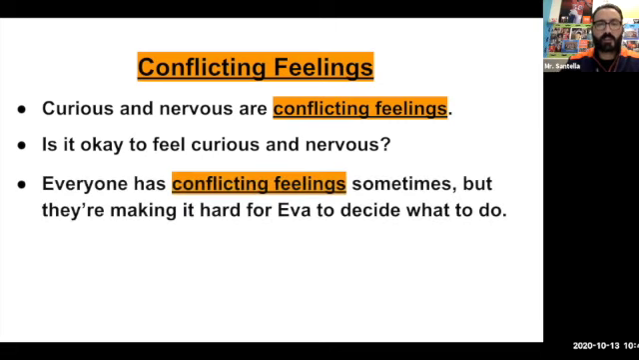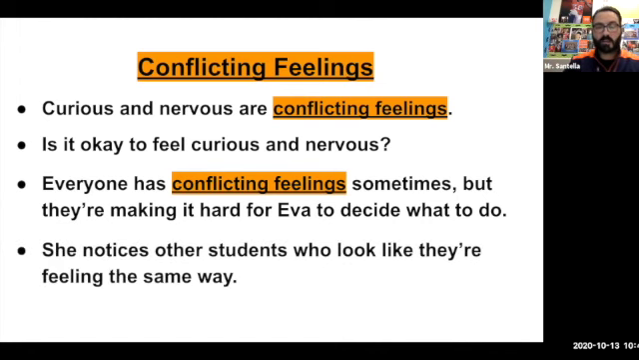Everyone has conflicting feelings, but they're making it hard for Eva to decide what to do. And conflicting feelings can do that. You might not want to make a choice. Those conflicting feelings are really messing with your ability to make a decision.